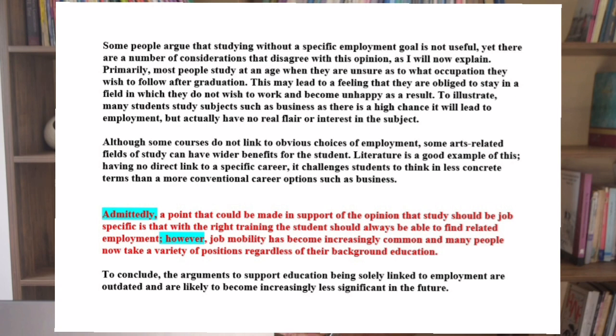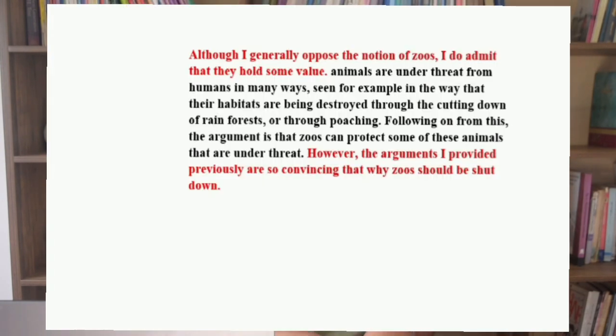So, a concession paragraph starts with a concession word, here it is admittedly, and ends with a refutation word, that here is however. So you can see that here. And I should note that in this model, we can use conjunctive adverbs of contrast as well, such as although.